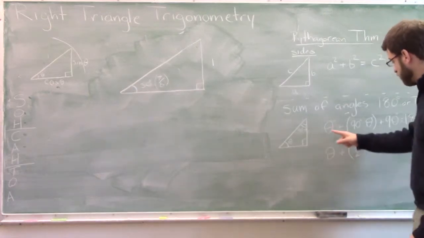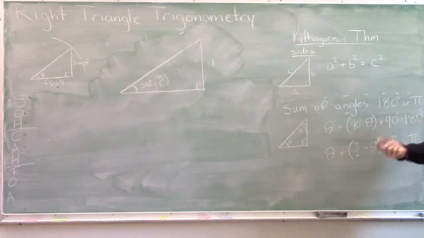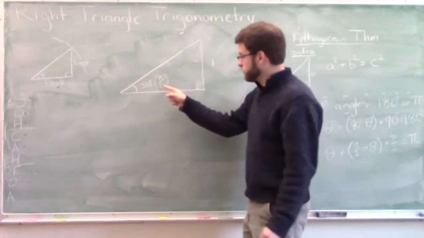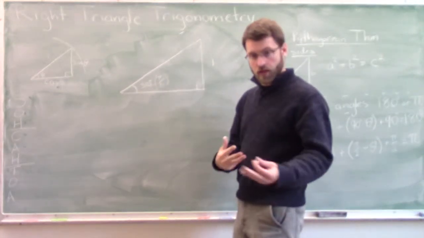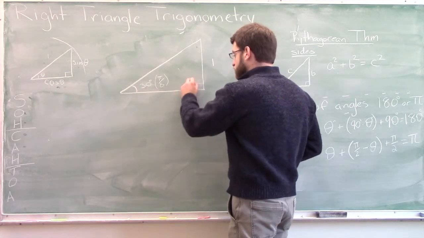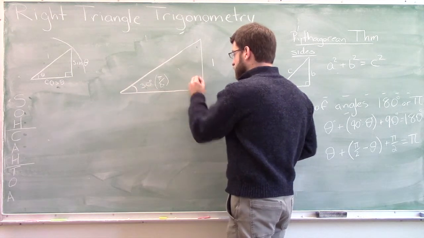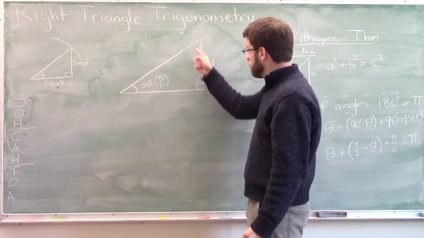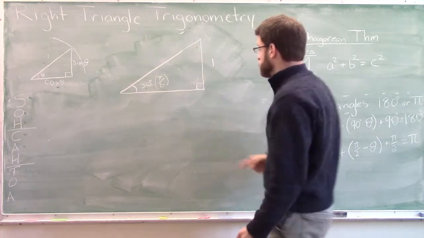I need to have all three angles add up to 180 degrees or pi radians. So let's do it in degrees first and then in radians after that. In degrees, we have a 30-degree angle, we have a 90-degree angle, which is the right angle, and then we have this other angle. So what does that have to be?